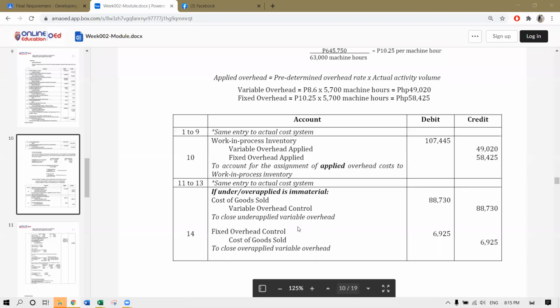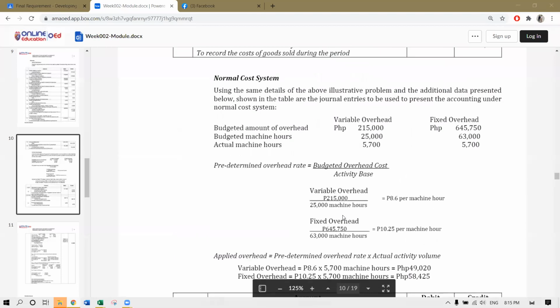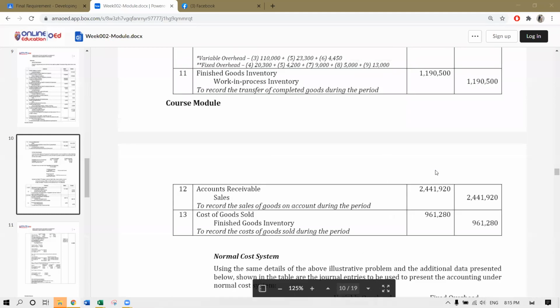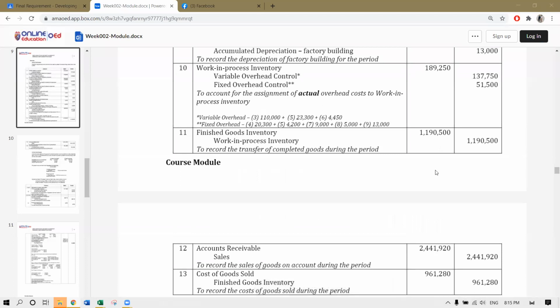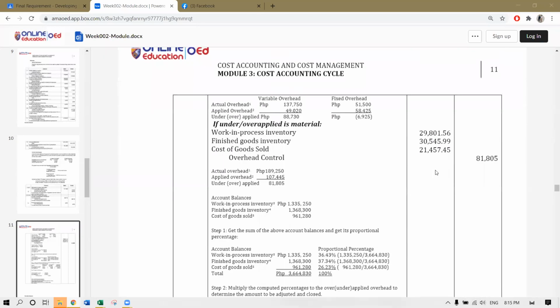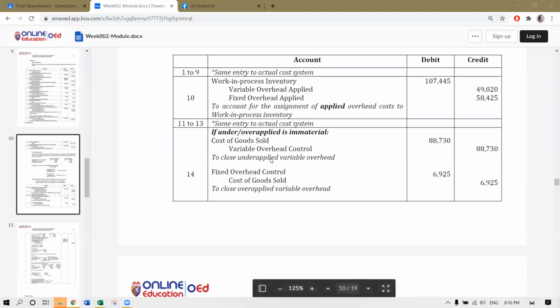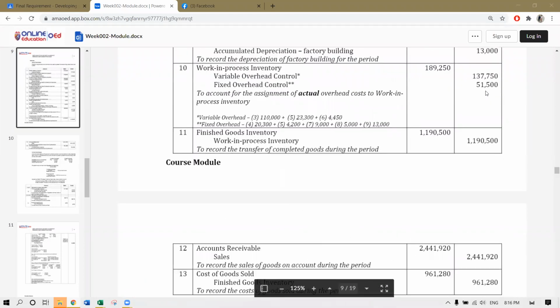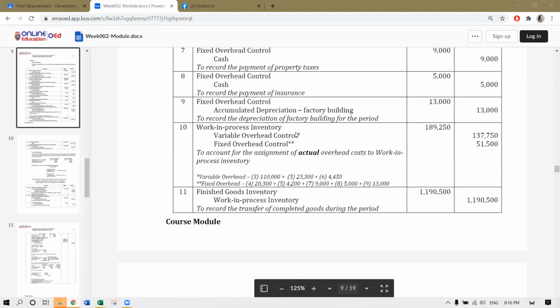To close under applied variable overhead, how much is the actual cost? Let's see why it became under applied. To close over applied variable overhead, how much is the variable overhead applied? 49,020. We compare it with the variable overhead control.